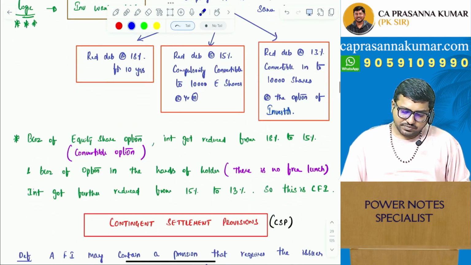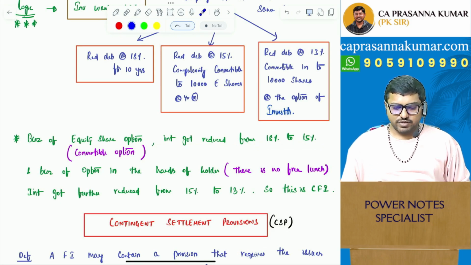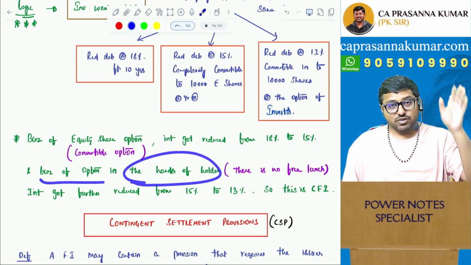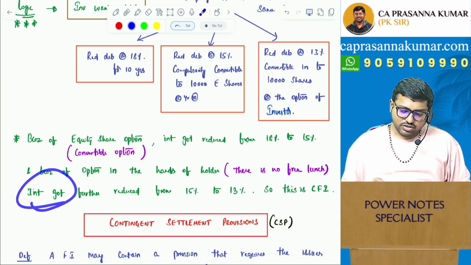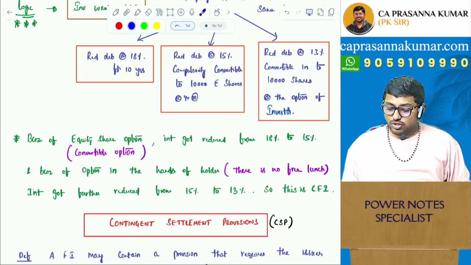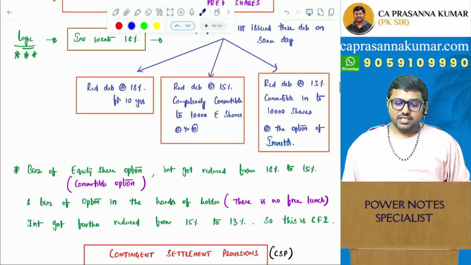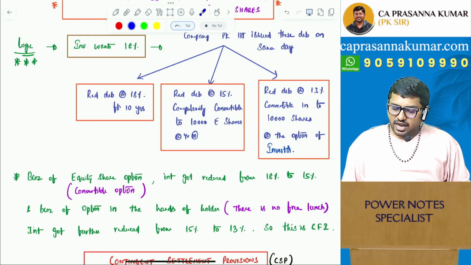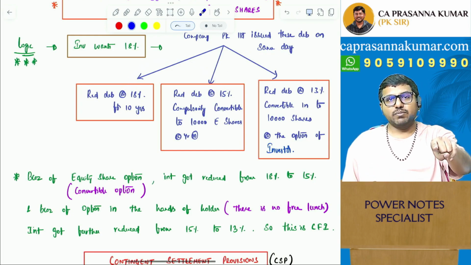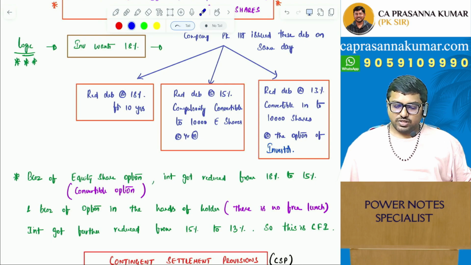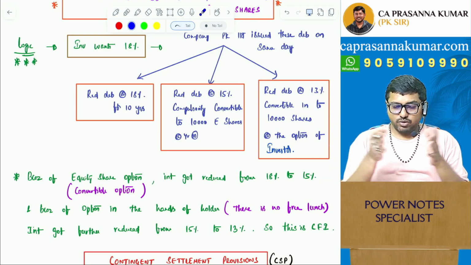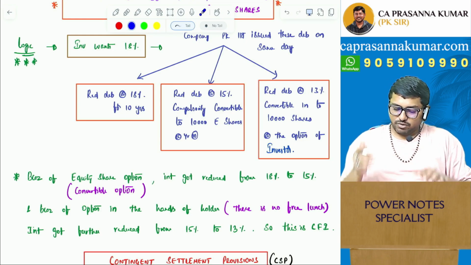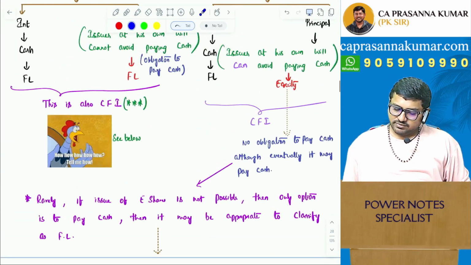Now, because of the equity share option, interest got reduced from 18% to 15%. And because of the option in the hands of the investor, there is no free lunch, which I'm trying to say. So that option also has a cost. Interest got further reduced from 15% to 13%. So this is CFI. The difference is there, 18 to 15% and 15 to 13%. That is the equity portion. You understand the point? So therefore, you have the equity portion and the normal non-equity portion put together. We call it CFI, compound financial instrument.